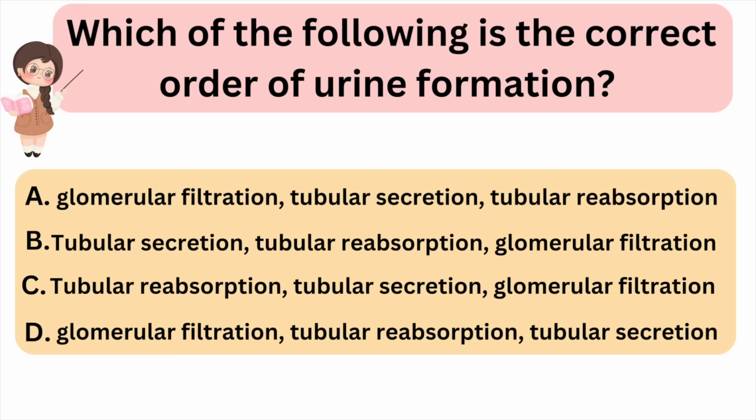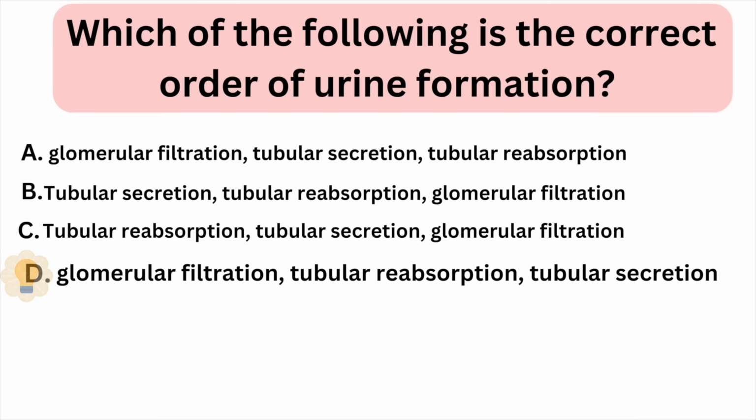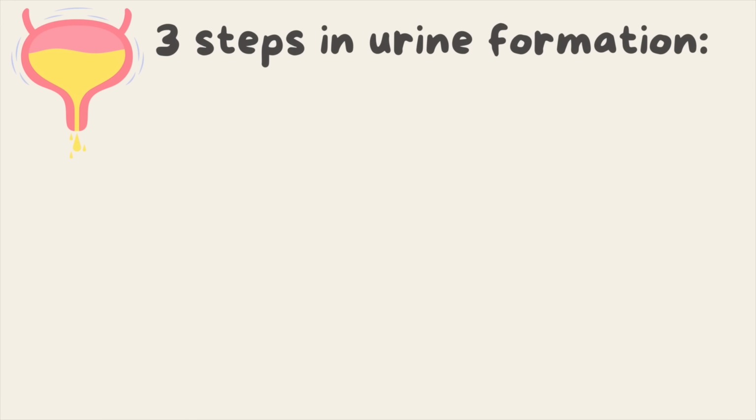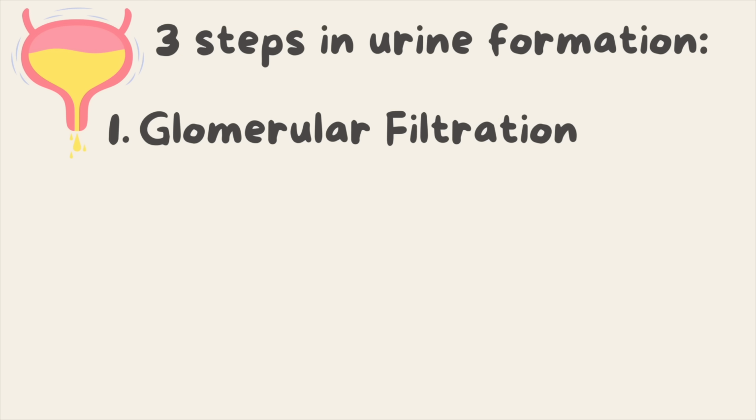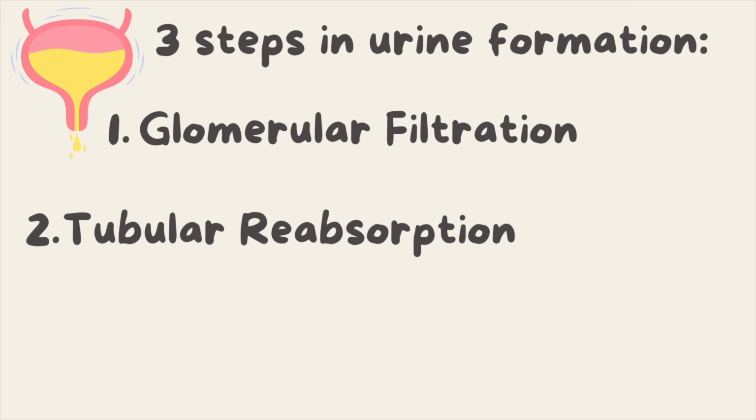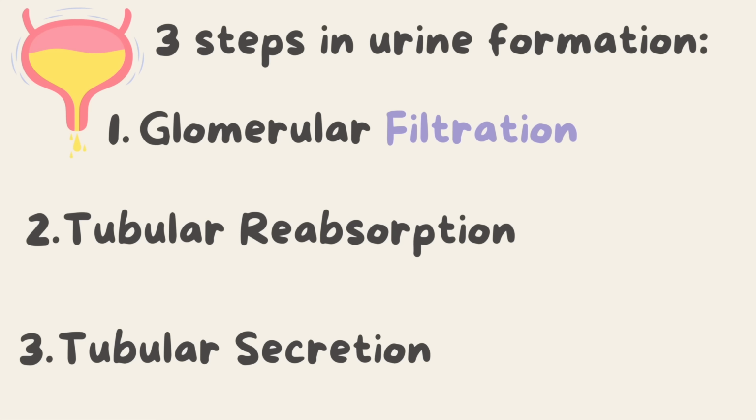Our answer here is D. Glomerular filtration, tubular reabsorption, and then tubular secretion. So there are 3 steps in urine formation. Basically, this is how the kidneys make urine. The first is glomerular filtration, the second is tubular reabsorption, and lastly, tubular secretion. So filtration, reabsorption, and secretion. Filtration happens in the glomerulus, reabsorption happens in the renal tubules, and secretion happens in the renal tubules.